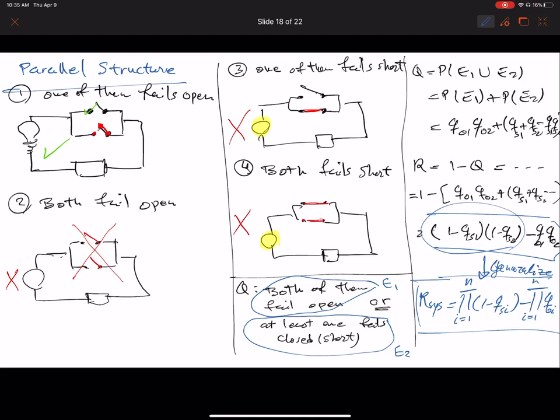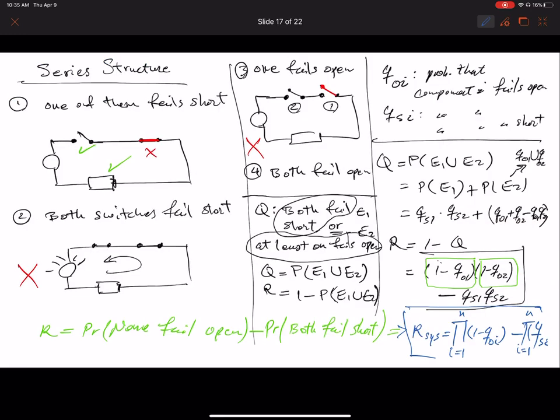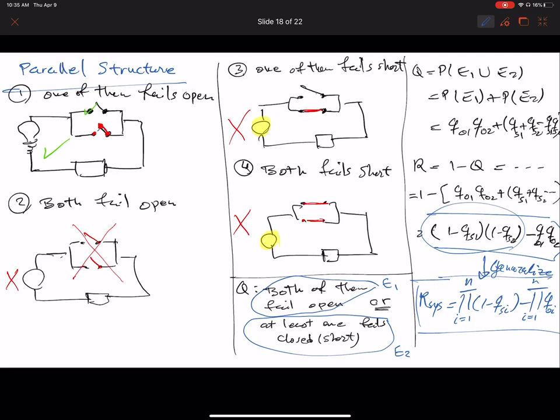So in summary, in series structure, the reliability of the system is the probability that none of them fails open minus the probability that all of them fail short. And in parallel, it's just the opposite: the probability that none of them fails short minus the probability that all of them fail open.